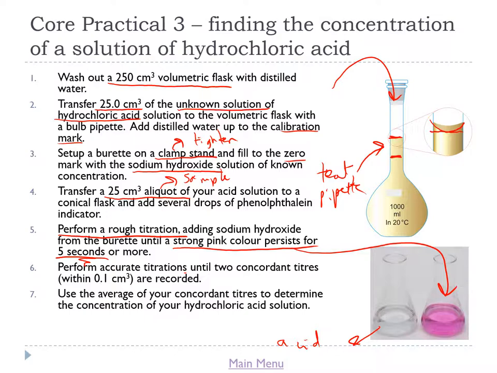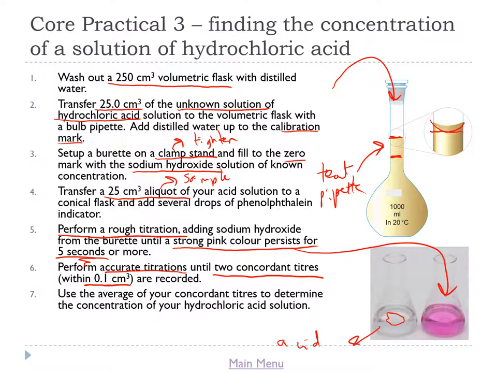Then we're going to perform an accurate titration. So what we do with the accurate titration is we quickly run through our sodium hydroxide until we get to within a couple of centimetres cubed of our end point from the rough titration. And then we start adding the sodium hydroxide much more slowly, perhaps at the rate of about a drop every 3 seconds. And you'll start to get to a point where you get these sort of flashes of pink appearing and then disappearing once you stir it. At that point, you need to add just a single drop at a time. And if you get this right, you can get two concordant titres pretty quickly. Remember, concordant titres are two separate results that are within 0.1 cm³ of each other.